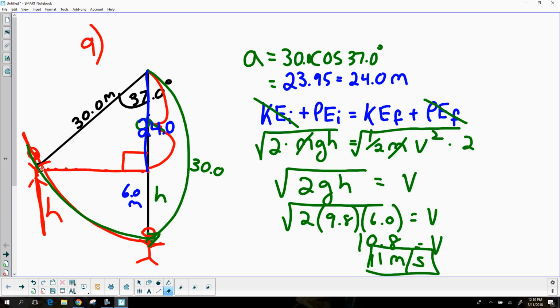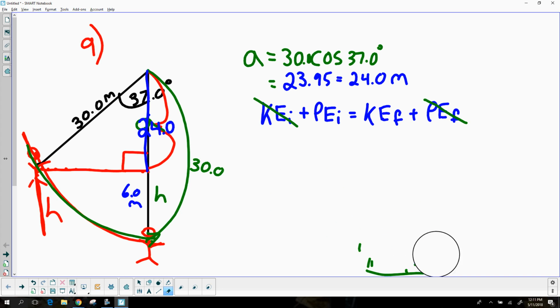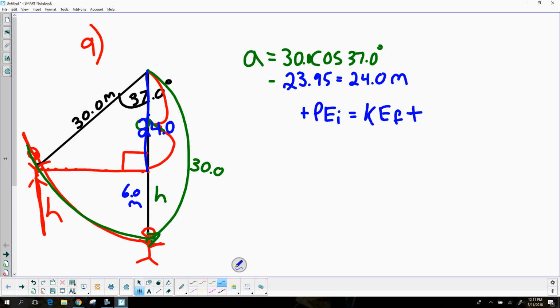So, for part B, I'm going to erase this again, because I have less in part B that cancels out. Part B says Tarzan is going to actually have an initial velocity of 4 meters per second. So at this point here, he must have started from up here, because at this point, he now has an initial velocity of 4 meters per second.